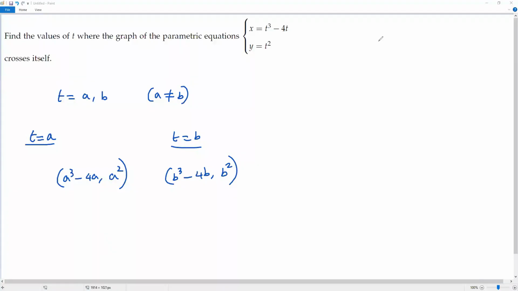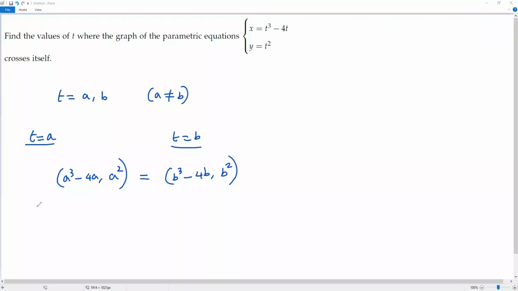Since we have assumed the graph of the parametric equations crosses itself when t is equal to a and t is equal to b, the Cartesian coordinates we get when t is equal to a and the Cartesian coordinates we get when t is equal to b must be the same. So because the graph crosses itself when t is equal to a and t is equal to b, the graph of the parametric equation must pass through the same point. So the point we get when t is equal to a and the point we get when t is equal to b must be equal.